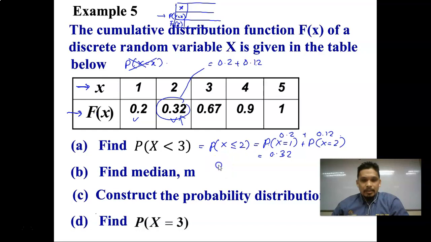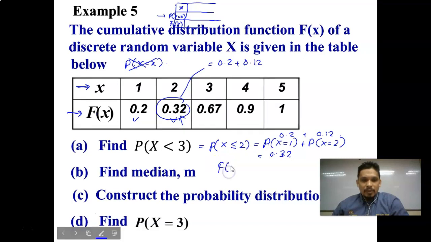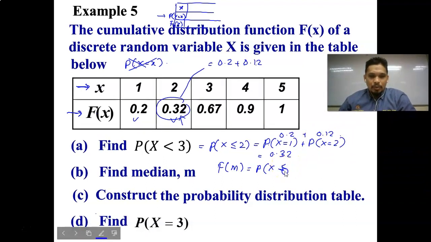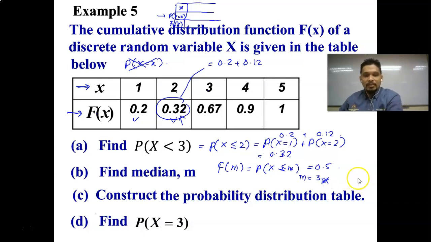So then, the cumulative distribution function of x equal to m equals the probability of x less than or equal to the middle value, which is m, equal to 0.5. So 0.5 lies in between 2 and 3 here, in between 0.32 and 0.67. So we assume that we're taking m equal to 3. Okay, and then construct the probability.